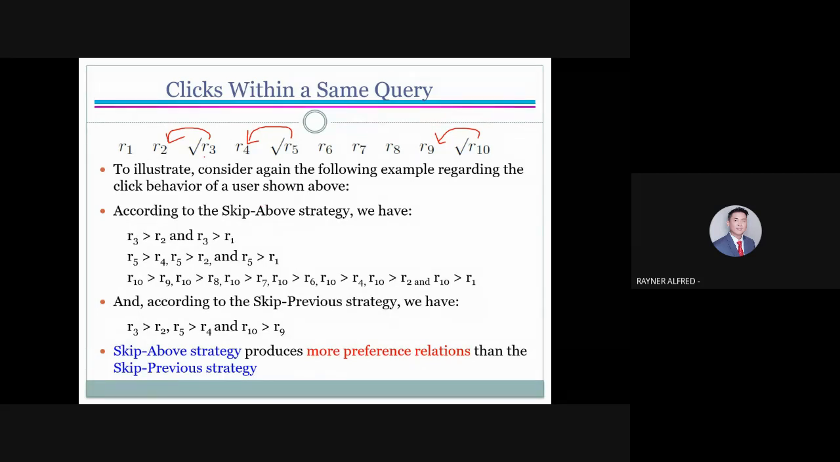For example, if we use the skip above, that means we are saying that R3 is more preferred compared to these two, and this one is for the second and first. So this is the preference relation that we can use with respect to which documents they have clicked. So we can use the skip above strategy and also the skip previous strategy.